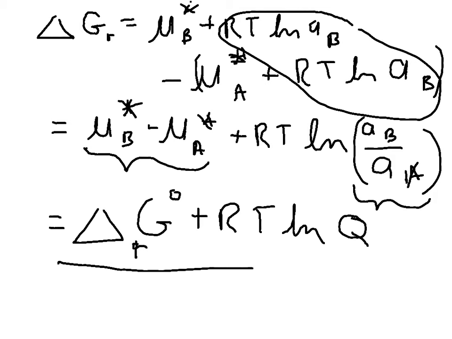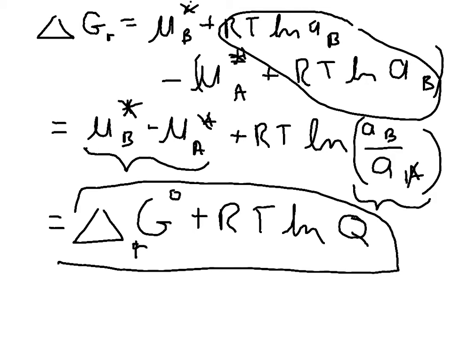And now we've just derived the equation that you remember from Gen Chem, that delta G is equal to delta G standard plus RT log of Q, the reaction quotient. Now we derived this for the specific case of a reaction of A going to B.